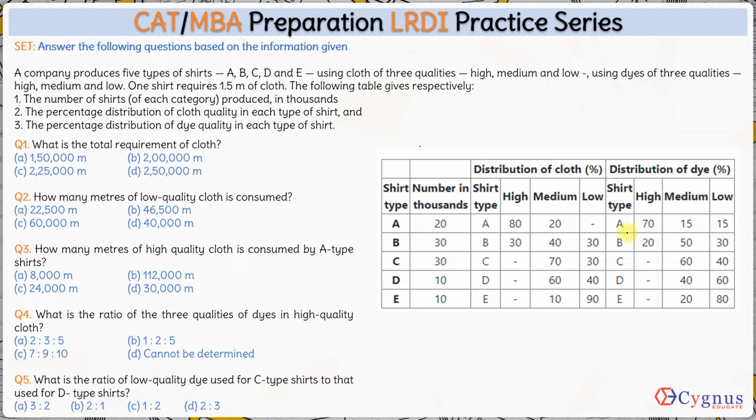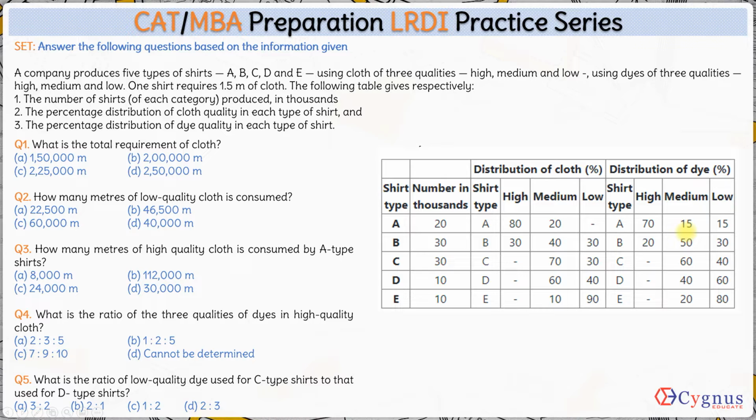The same data is also given for dye, let's say of type E shirts. In 20% of these shirts medium quality dye has to be used, and in 80% of these shirts low quality dye has to be used here. Okay. So this is the data that we have so far. Let's look at the questions.